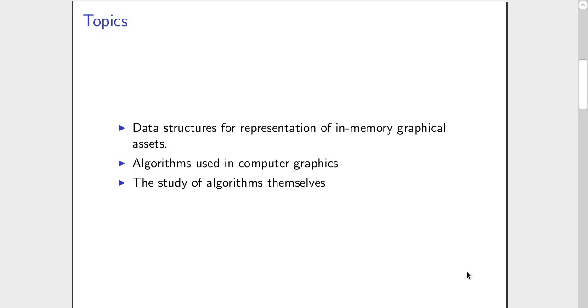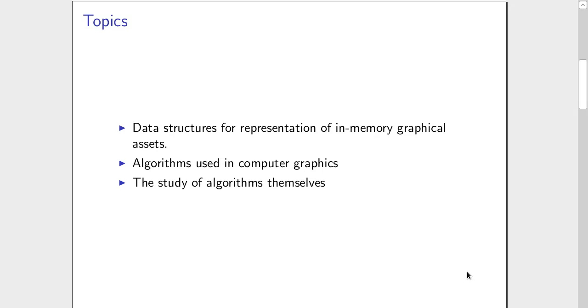So, what kind of topics do we discuss? I suppose you could break it down into three main themes. First, we're going to look at some data structures for representation of graphical assets in memory. So, when you're playing around with Blender and you're modeling with the meshes on screen, how do computer programs actually represent those meshes internally for ease of manipulation?